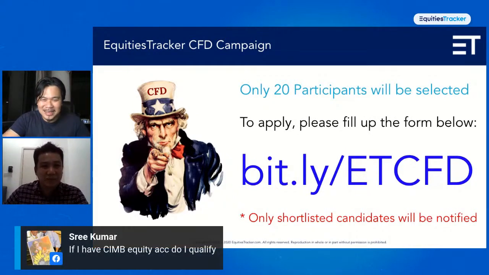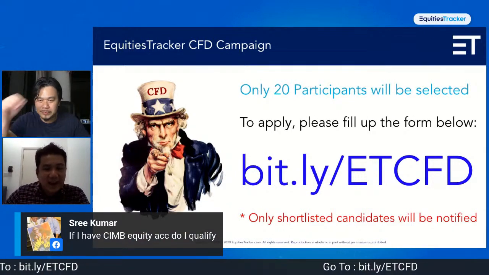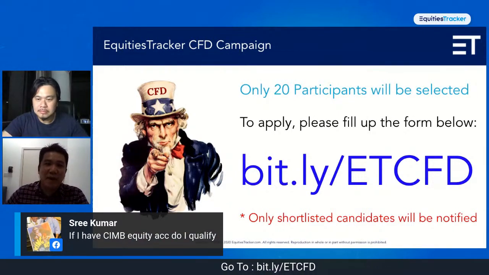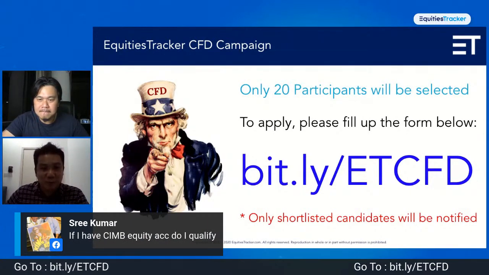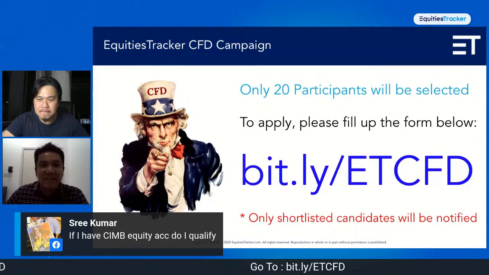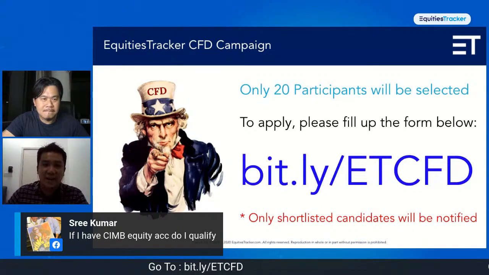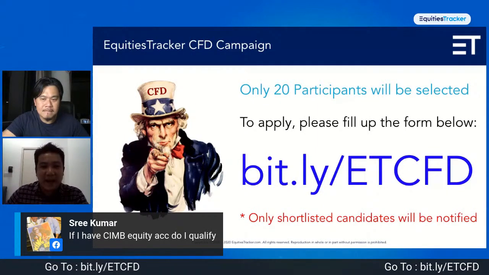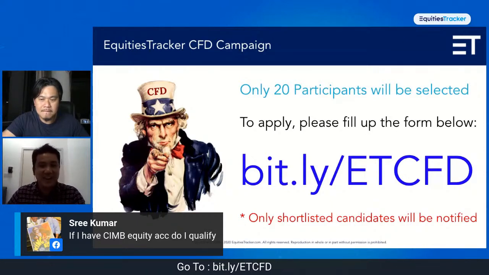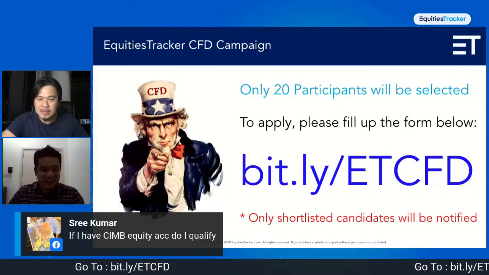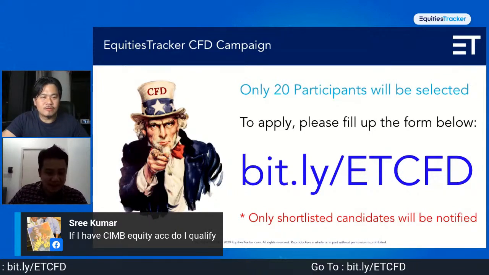Maybe we can look at a few more questions before we end this session. Sri is asking, I already have a CIMB equity account, do I qualify or not? This still depends on whether Mr. Sri Kumar, you meet the criteria of sophisticated investor or not. Actually, they are different, so you still need to open an account with CGS-CIMB Futures. Yes, you still need to open an account.